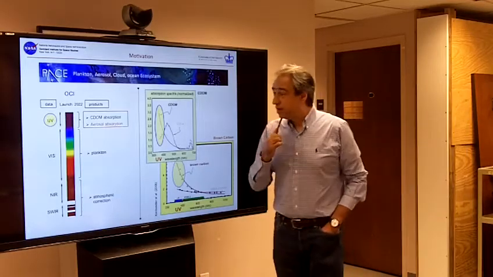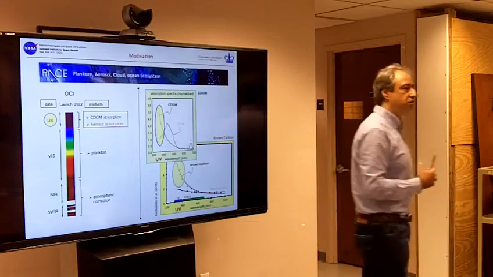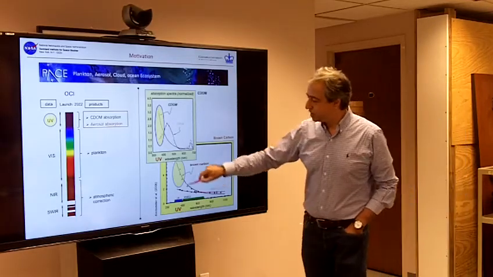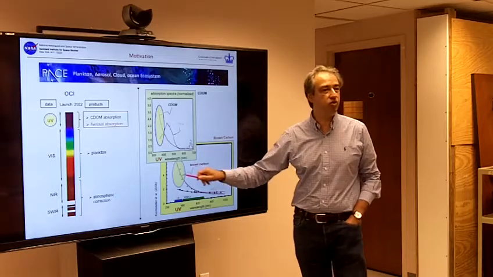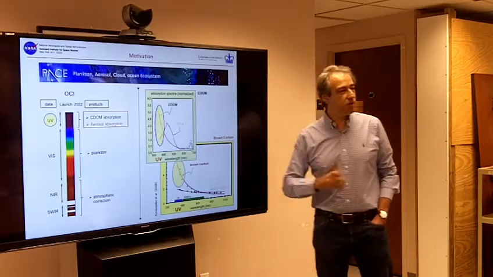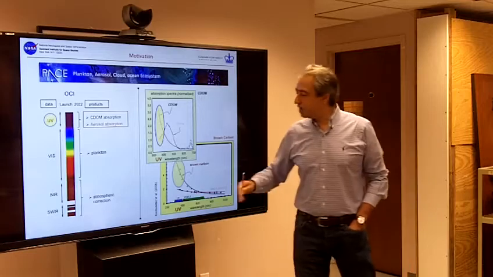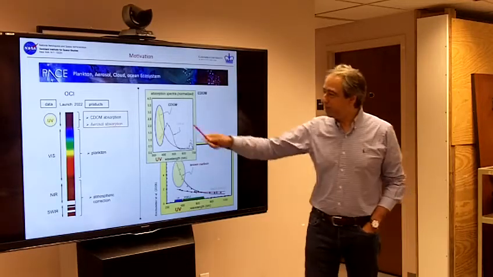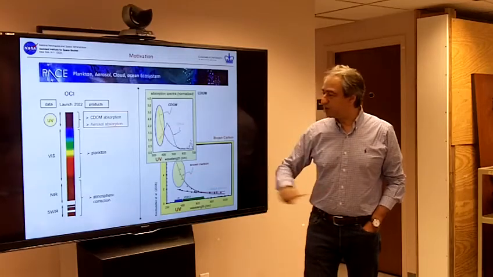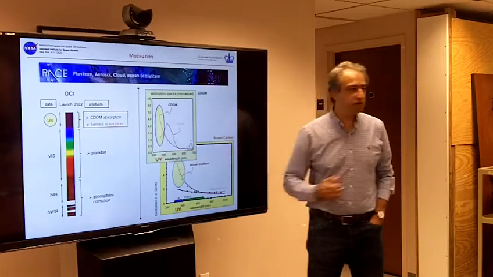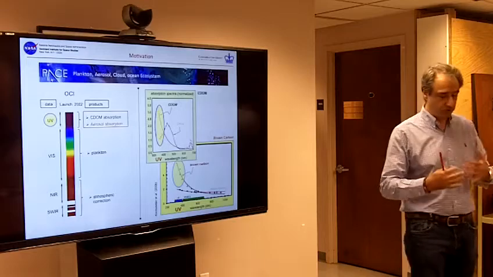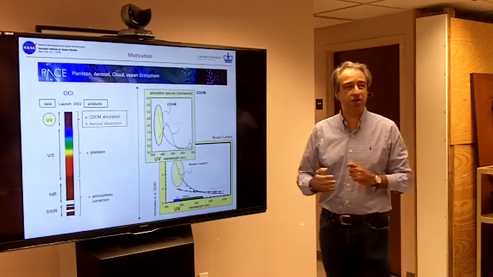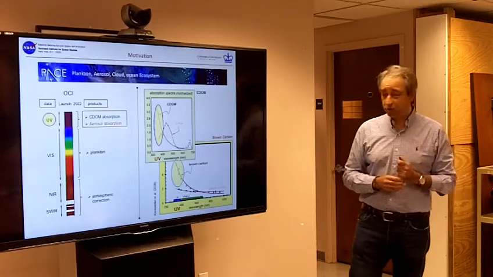But one of the absorbing aerosol species, namely brown carbon, also exhibits an exponential increase in absorption towards the UV. And so the question is, how can we distinguish between perturbations in CDOM and in brown carbon if we are looking in the UV part of the spectrum where both constituents have similar absorption spectra? So how can you distinguish between their impact on the top of the atmosphere?